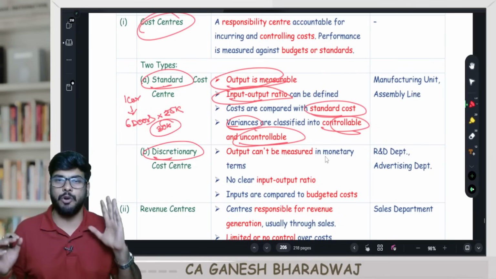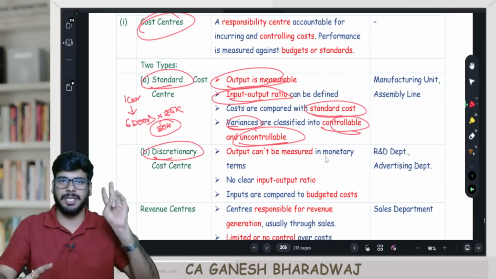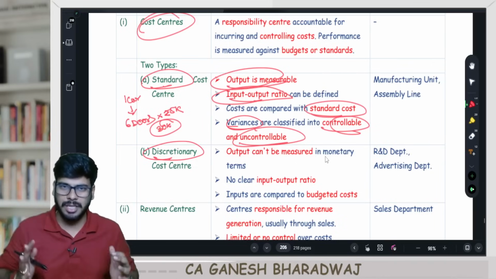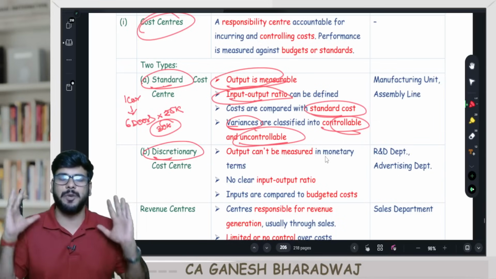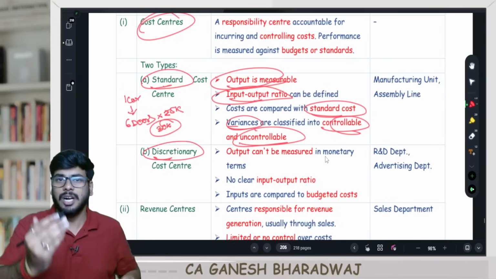I have an input-output ratio. One car requires 6 doors. 1 door cost is 5,000. 6 doors cost is 30,000. For every car, the door cost itself is going to be 30,000 rupees. As simple as that. Now, this is a standard.